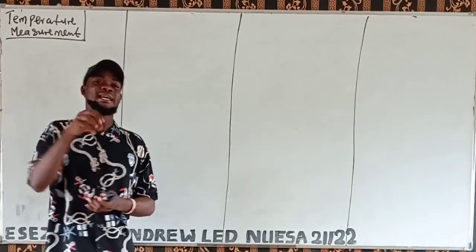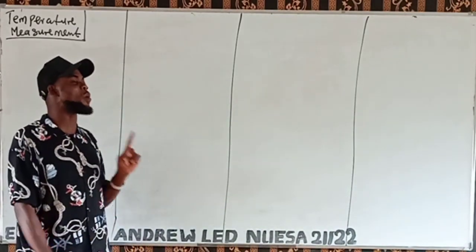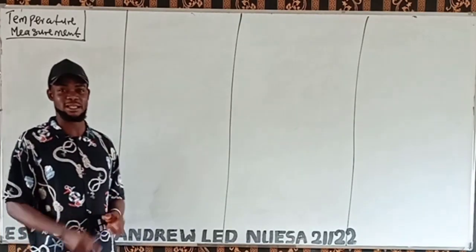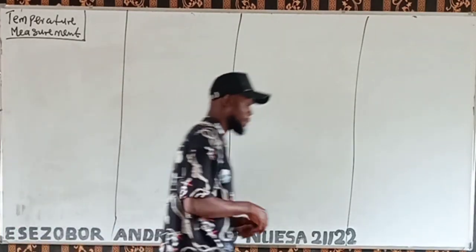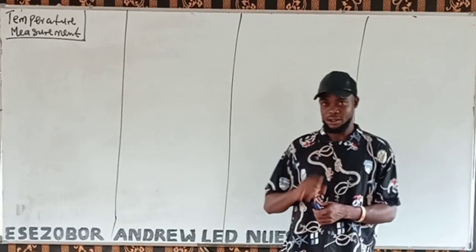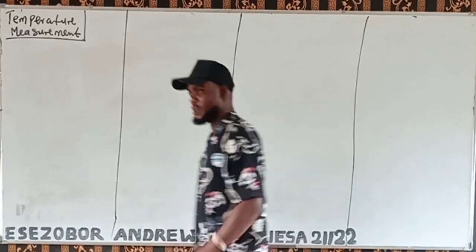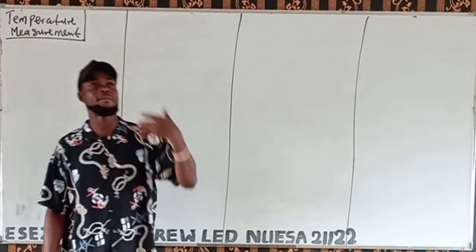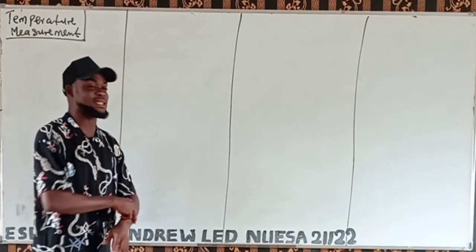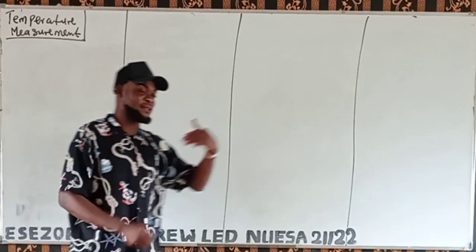And the fundamental unit of temperature is what we call Kelvin. Take note of that. The fundamental unit of temperature is what we call Kelvin, and temperature is a fundamental quantity. Also take note of that, it's very important. We have other units of temperature like Celsius and Fahrenheit in different scales.